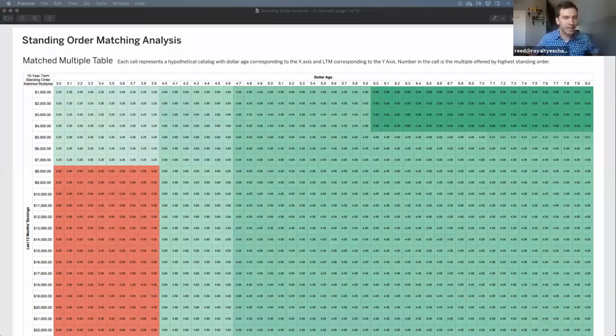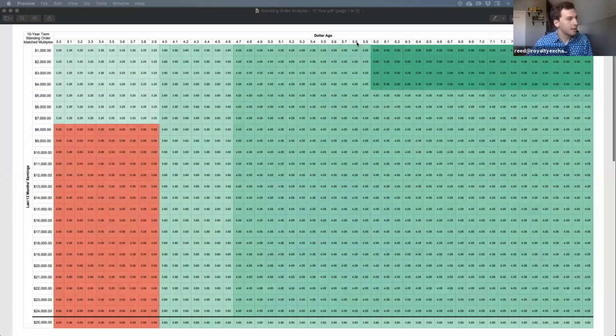So essentially we have a table here with dollar age on the x-axis up here, and last 12 months, LTM, on the y-axis over here. Dollar age increases this way, LTM increases down here. And each cell in this table represents a hypothetical catalog. So this one in the very top left, if you can follow my cursor, is a hypothetical catalog with a dollar age of 3, LTM of 1,000. This one here in the middle has a dollar age of 5.5, LTM of 11,000.